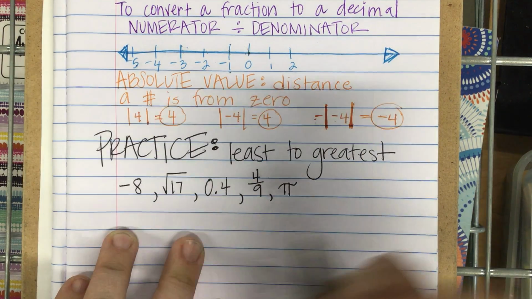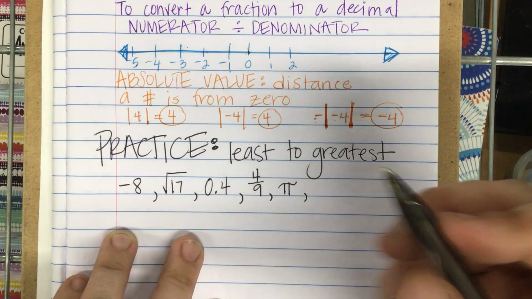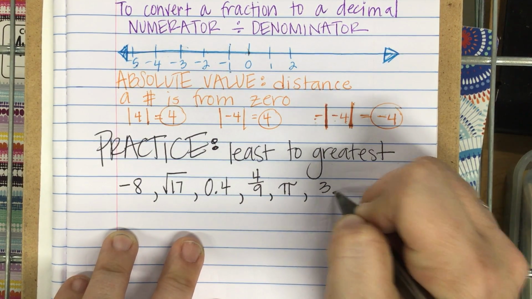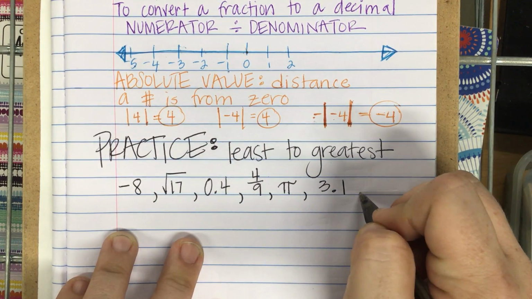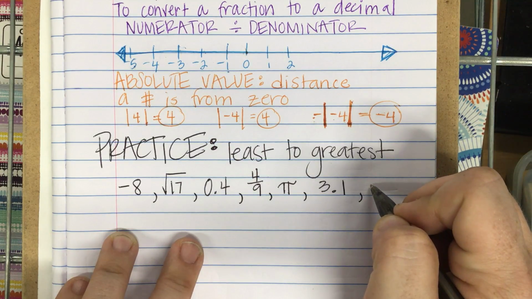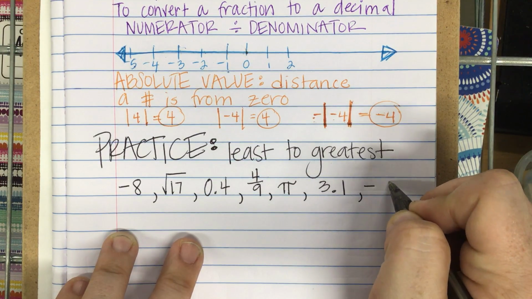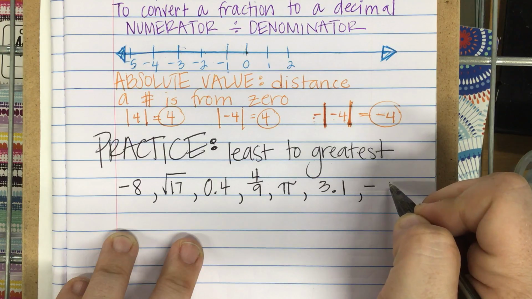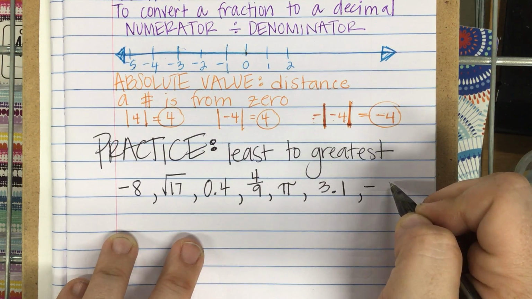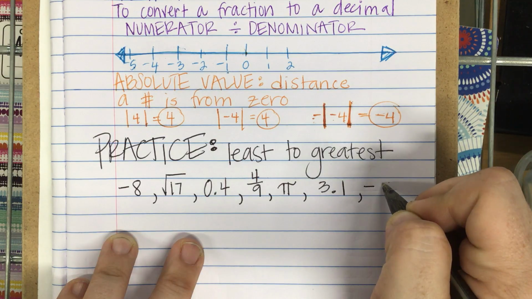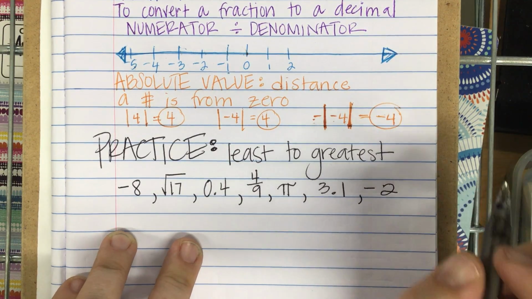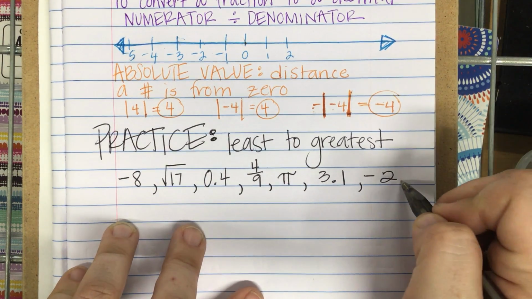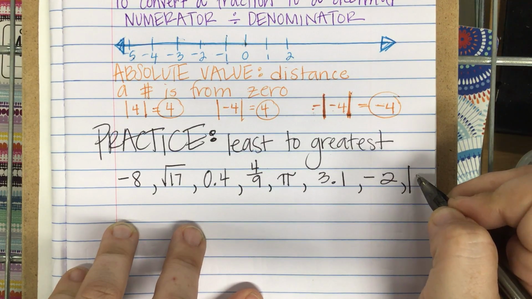Next, I will do 3.1. And last, I will do negative 2, the negative absolute value of 2, and -2. 0.3. And I'm going to do one of those, the opposite thingy.